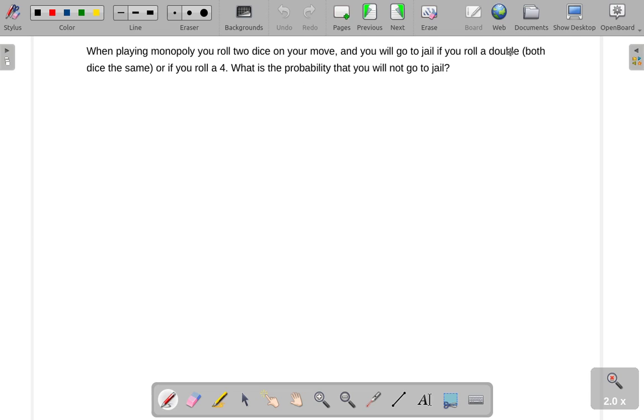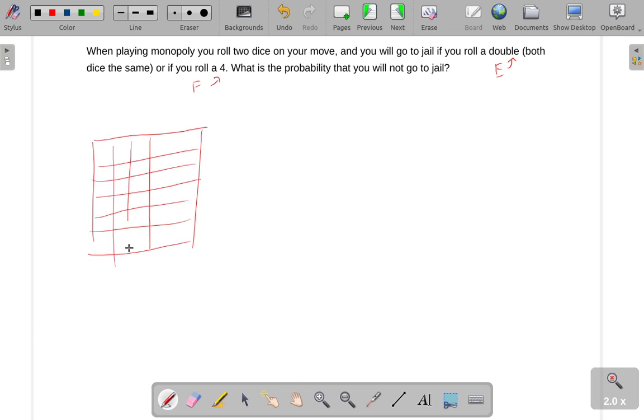So, how I'm going to define these events, let's say the event of rolling a double, I'll call E. The event I roll a 4, let's call that F. Alright, so we're rolling 2 dice, so I'll go ahead and draw up my dice chart here. 1, 2, 3, 4, 5, 6. 1, 2, 3, 4, 5, 6.